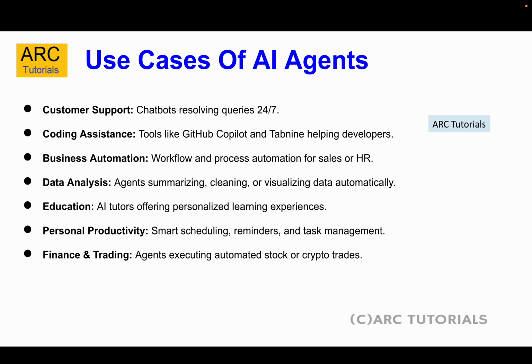What are some of the common use cases of AI agents? AI agents can be commonly found as chatbots in customer support, and coding assistant tools like GitHub Copilot and Tabnine, which are helping developers. You can also see business workflow and process automation for marketing, sales, HR, finance, taxes, healthcare, etc. AI agents can help in summarizing, cleaning, and visualizing data automatically, which is data analysis work. It can also be extended to larger work like scientific research, healthcare research, etc.